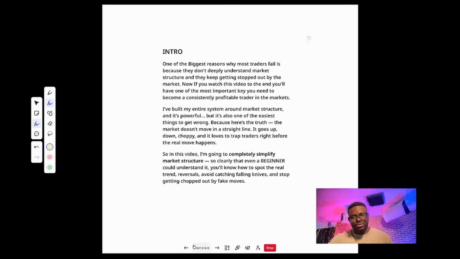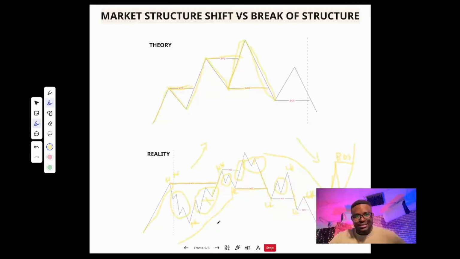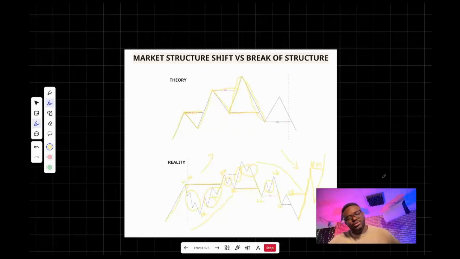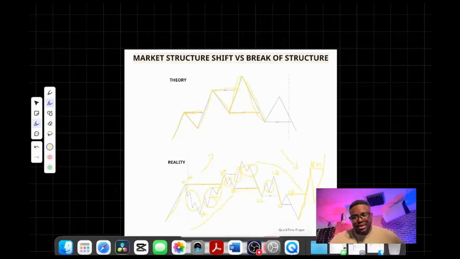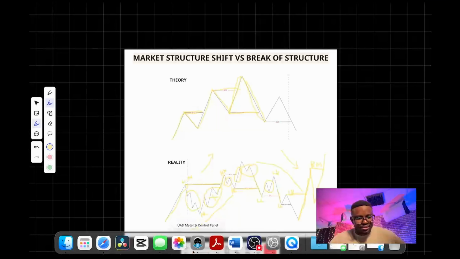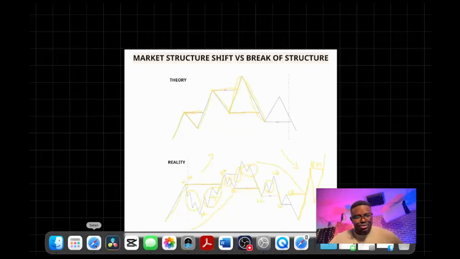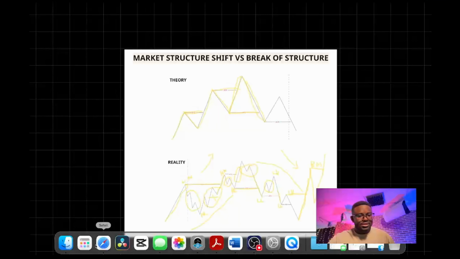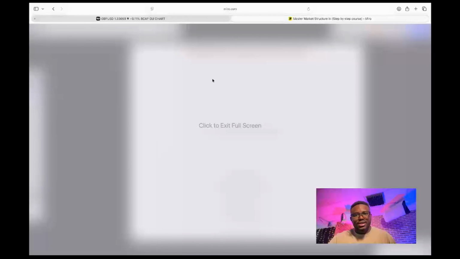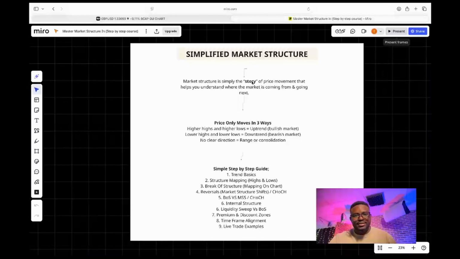Now, let me show you the next slide. So now let's just go straight into the chart because you can easily understand what a market structure shift is now and what a break of structure is. So let's go right into the price action.